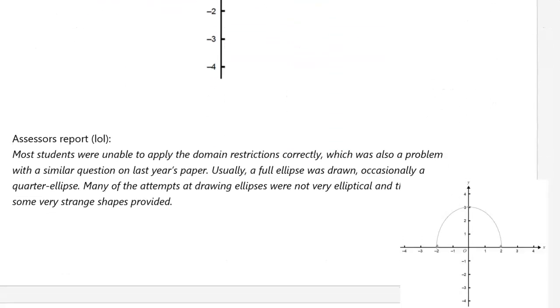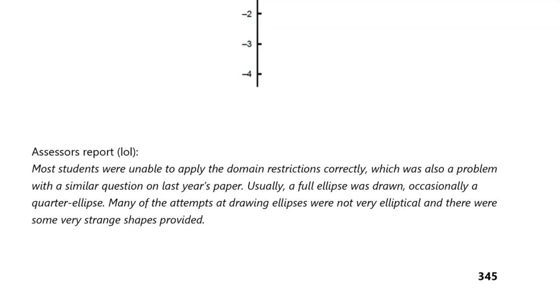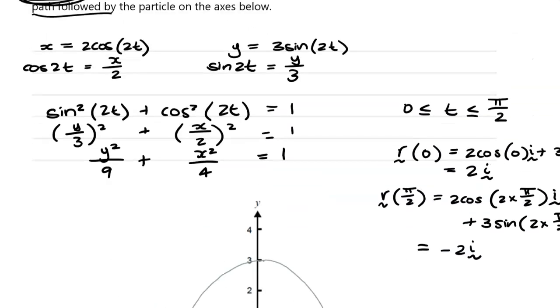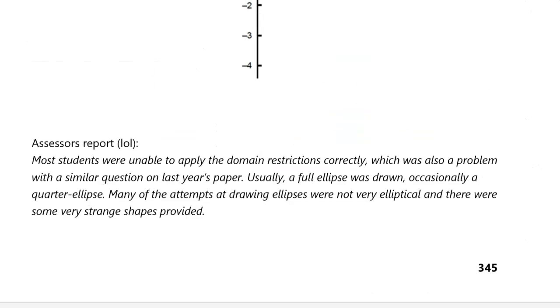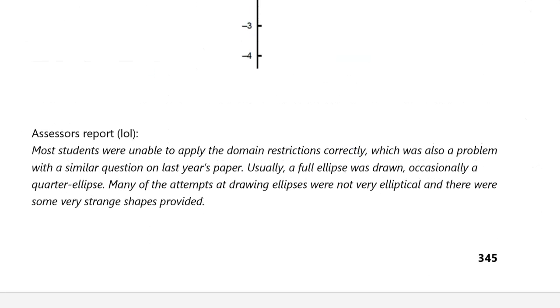Now, assessor's report. Most students were unable to apply the domain restrictions correctly, and there was a problem with a similar question on last year's paper. So this was 2007, 2006, they also struggled. Full ellipses were drawn or quarter ellipses, and when it says ellipses were not very elliptical, it's talking about those corners of the ellipse. I think I always say that, but you know what I'm talking about, the up, down, left, right extreme points. You need those undefined and zero gradients for it to be elliptical.